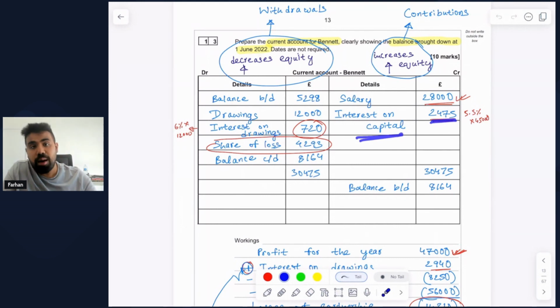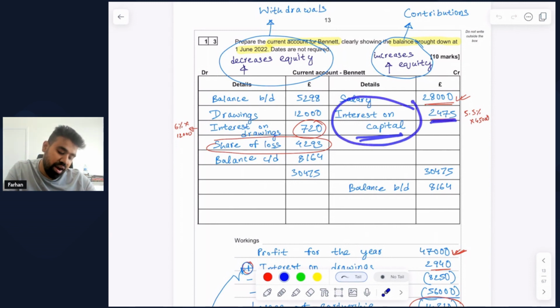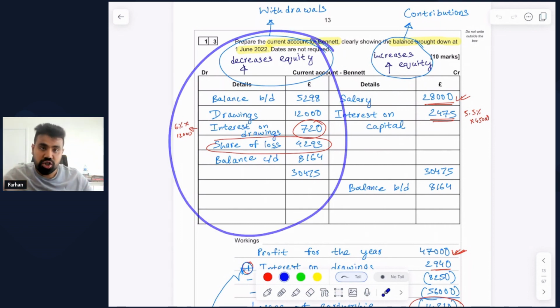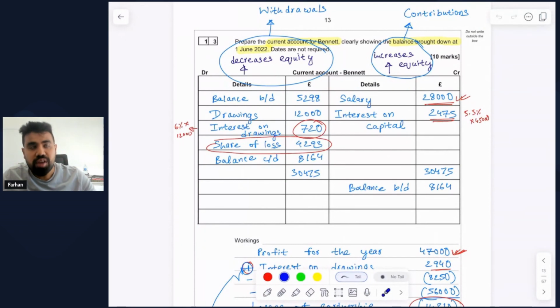Again, the interest on capital is something that Bennett is receiving from the business, which is therefore increasing the equity and is therefore reflected on the credit side, as you can see I have done here. Let's go on to the drawings part. Now, as we already understand, anything on the debit side should reflect a reduction in equity. And in most cases, it would be relevant to withdrawals and relevant interest that is being paid on these withdrawals by the partner. Starting with the drawings of £12,000.